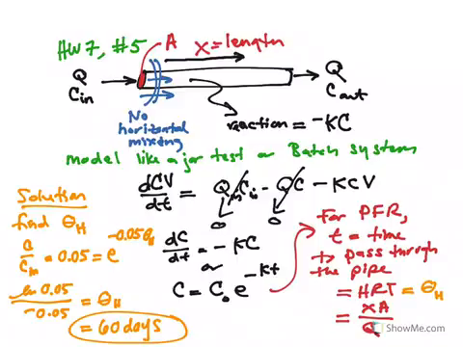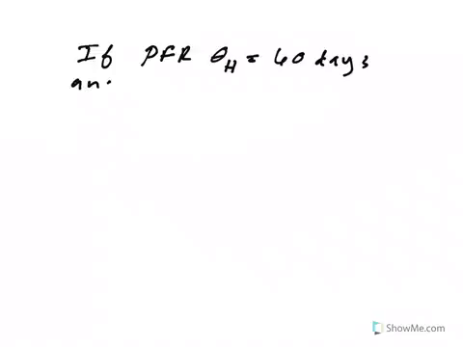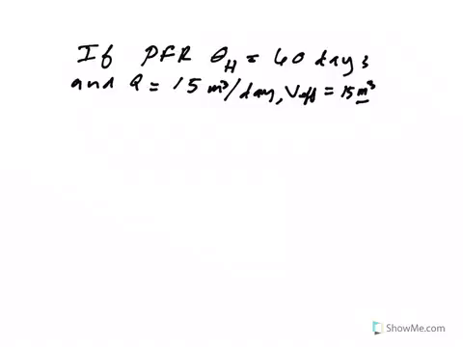So if the plug flow reactor hydraulic residence time, theta H, is equal to 60 days, and Q is equal to 15 cubic meters per day, then the effective volume of the plug flow reactor is 15 cubic meters per day times 60 days is equal to 900 cubic meters. That's the effective volume needed for the plug flow reactor.